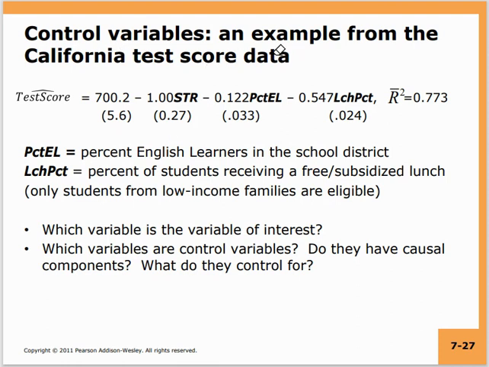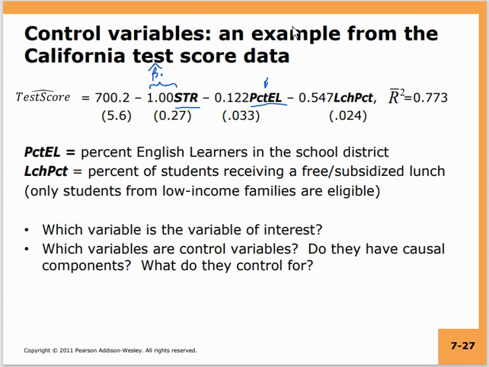So let us explain this using the same example that we have been looking at. Control variables, an example for the California test score data. We have test score and we have the original variable of interest, which is STR. We have included percentage English learners to take care of omitted variable bias in the beta 1 hat.